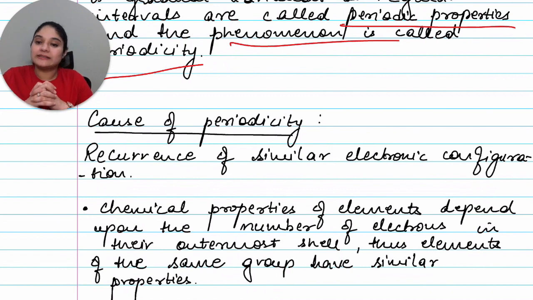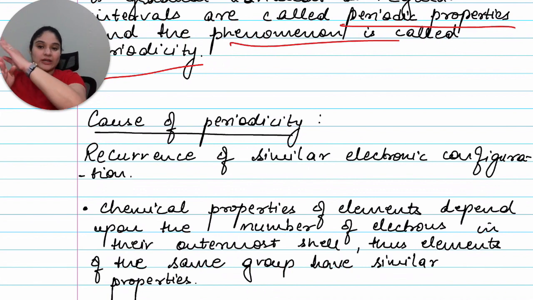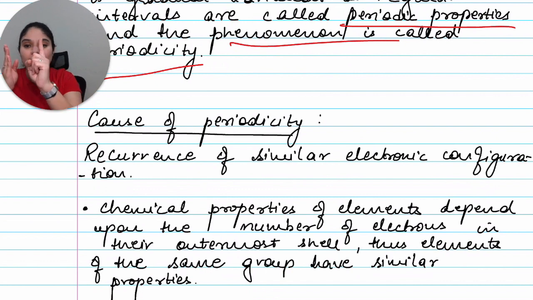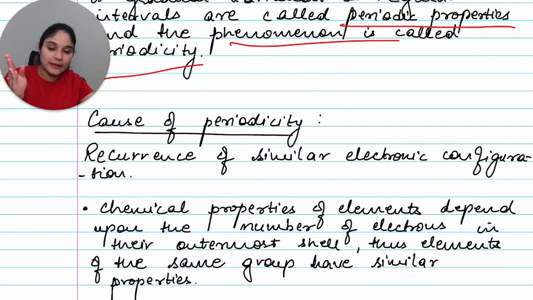Okay, so let's read it. Chemical properties of elements depend upon the number of electrons in their outermost shell. Thus, elements of the same group have similar properties. So what is happening if you pay attention to this? We are arranging the elements in a sequence. As soon as you reach the 7 mark or the 8 mark, that means 8 electrons in the outermost shell, after that, you get repeated to 1 electron in the outermost shell. So you again come back in the cycle.